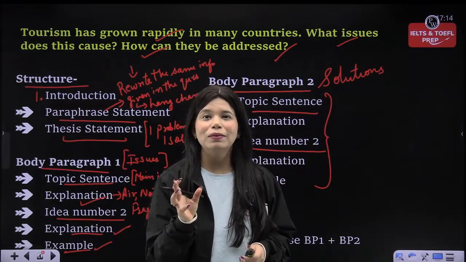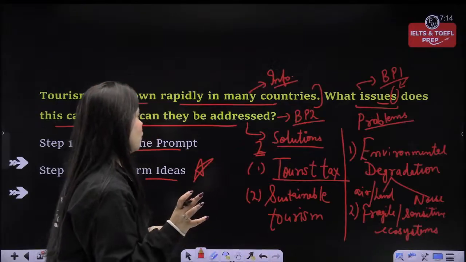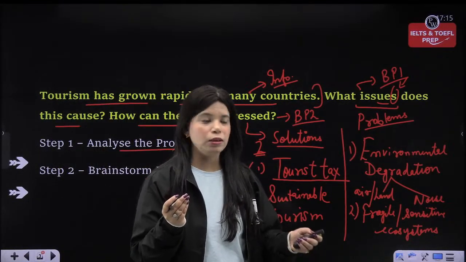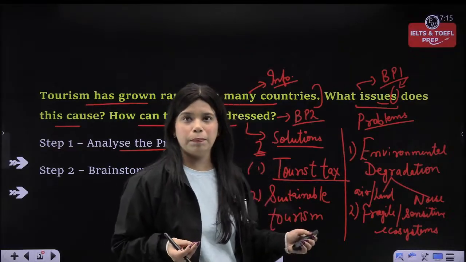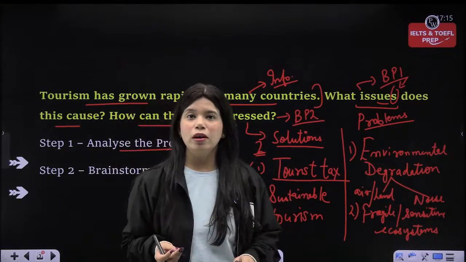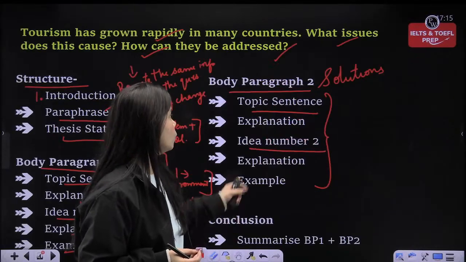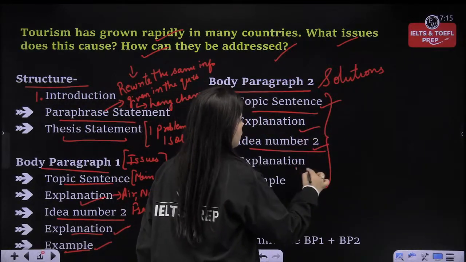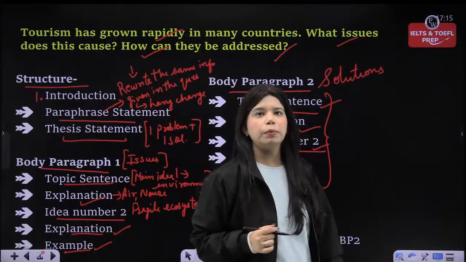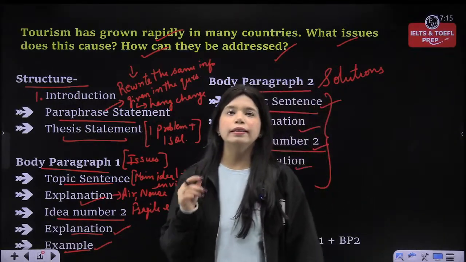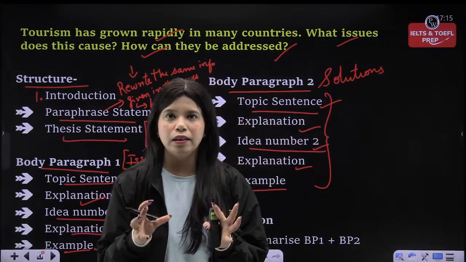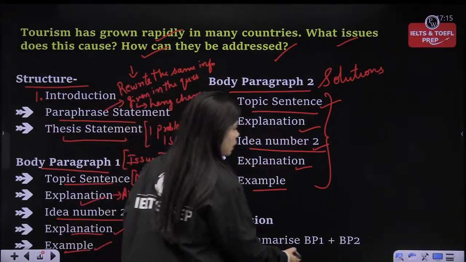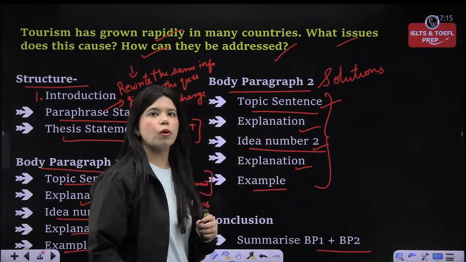Are you guys even watching? Okay, here you go. Tourism tax and sustainable tourism, or we also call it green tourism, which has already been implemented in some European countries. Both these solutions will be written, they will be explained, and a relevant example will be given. And once that is done, एक बारी आपने इतना कर लिया, then you move to the conclusion paragraph where you summarize body paragraph 1 and body paragraph 2.